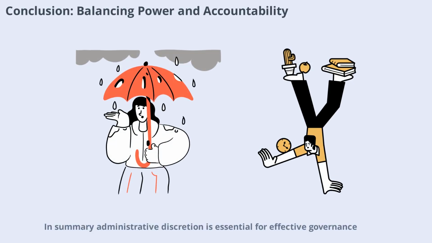Summary: administrative discretion is essential for effective governance, but it must be exercised within legal and ethical boundaries. Judicial control, constitutional safeguards, and clear remedies ensure that administrative power is balanced by accountability. As society evolves, so too does the law, striving to protect both public interest and individual rights. Understanding these principles is crucial for anyone studying or practicing administrative law.